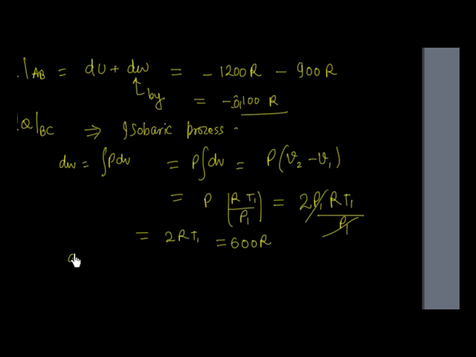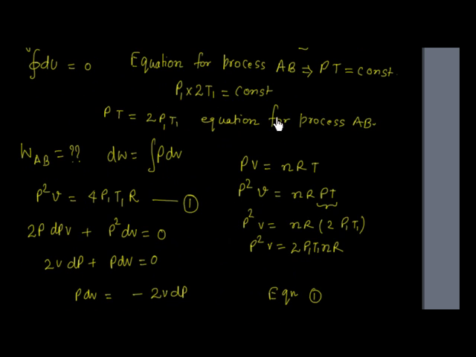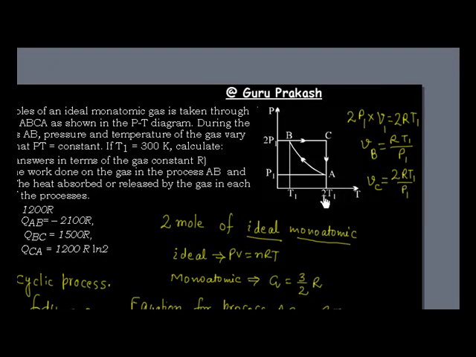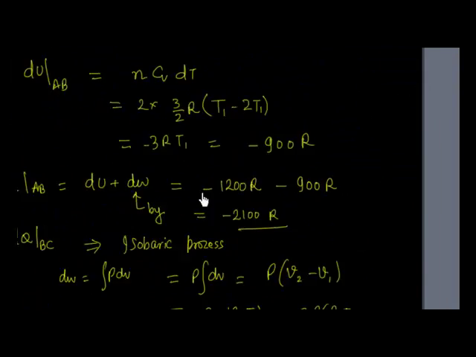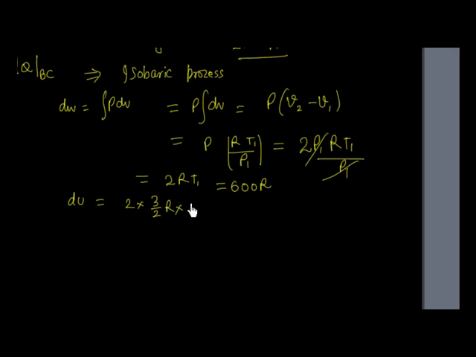What is du? So du for the BC process is nothing but nCv dT. Cv is 3/2 R. And what is dT? The initial temperature is T1 and the final temperature is 2T1, so the change in temperature is simply T1. So we will have 3R T1, and T1 is 300. So 3 into 3 is 900, so you have 900 R.